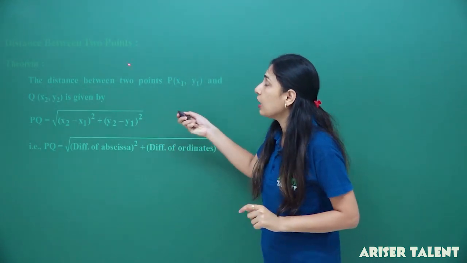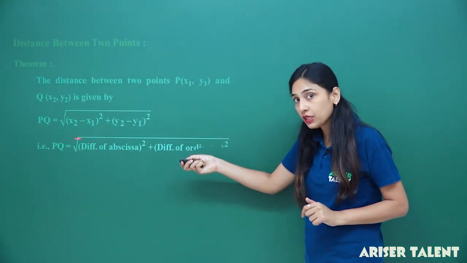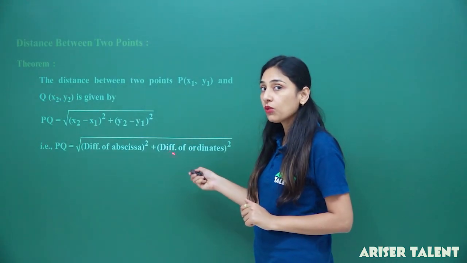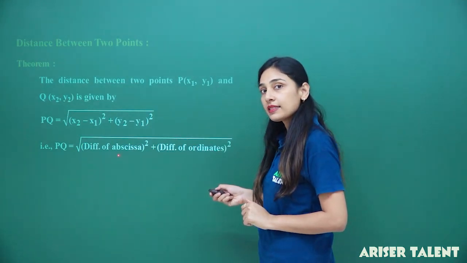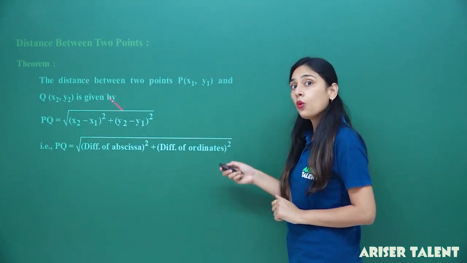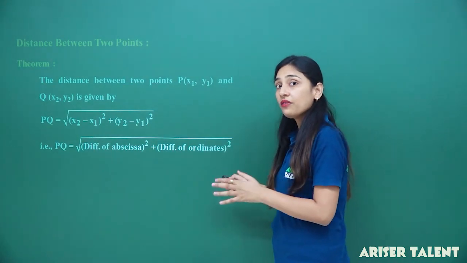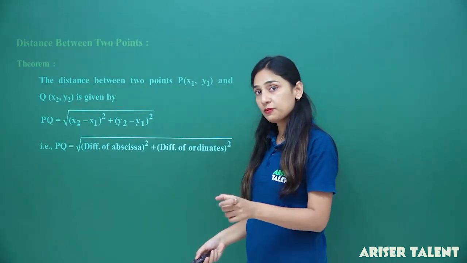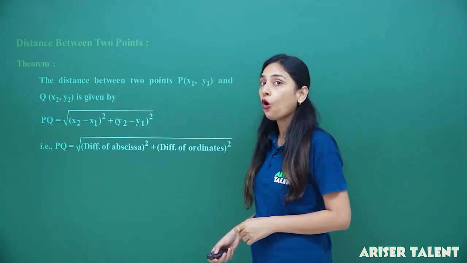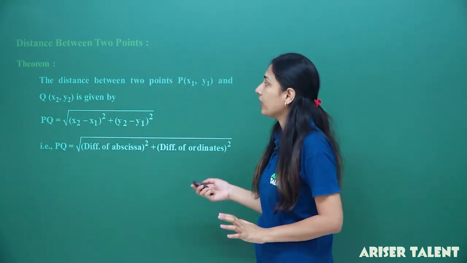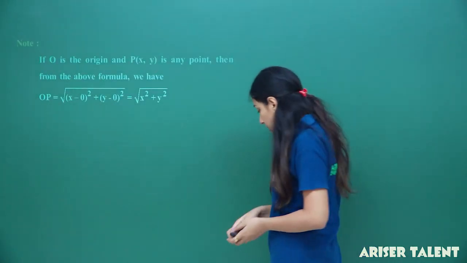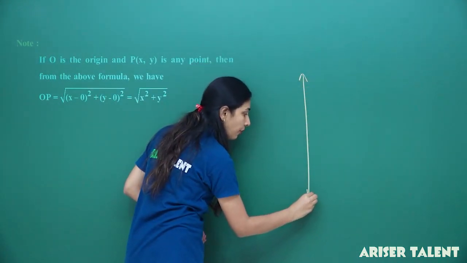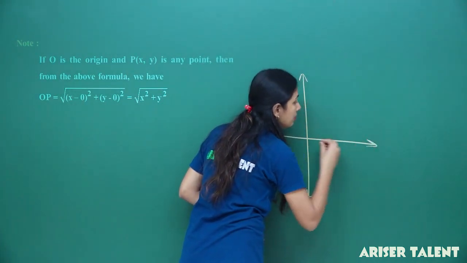So, the distance formula between 2 points was PQ. If the first point is P and the second point is Q, then this formula was under root of x2 minus x1 whole square plus y2 minus y1 whole square. That is, these two are the difference of abscissa, and this is the difference of ordinates, right? Clear?